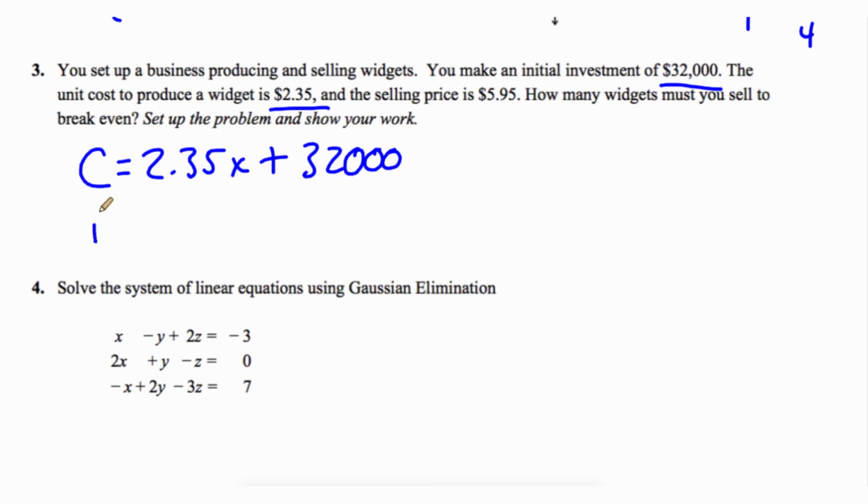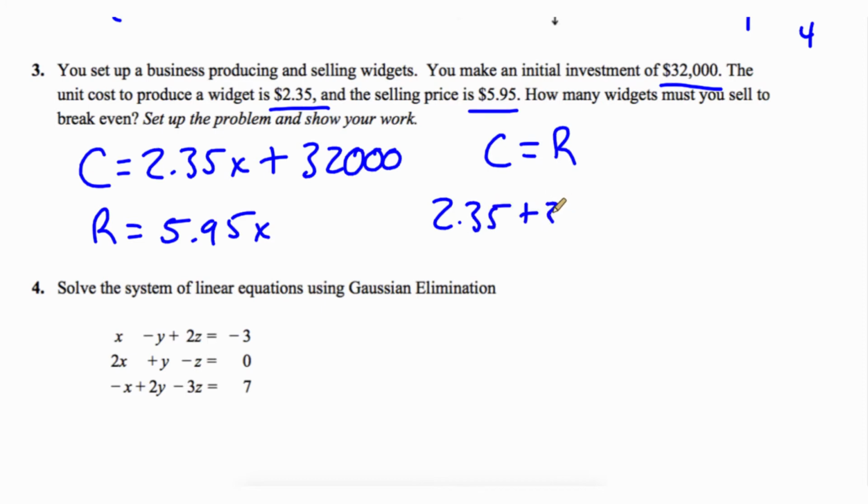Now if we're looking at revenue, money that we're bringing in, we're selling these widgets for $5.95 a piece. So that's going to be 5.95x. Now as far as a break-even point, break-even means that our costs and our revenues are equal to each other. So I'm going to take these two equations that we just wrote out and set them equal to each other. So 2.35x plus 32,000 equals our 5.95x.